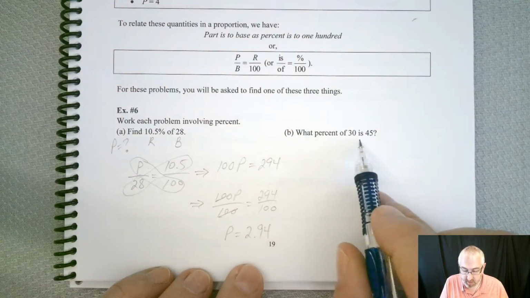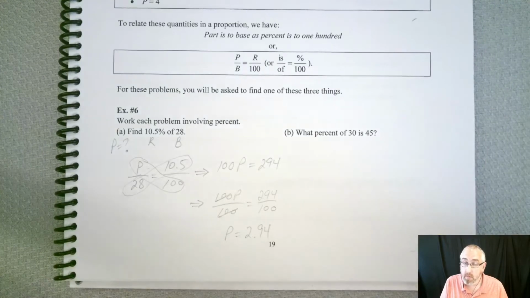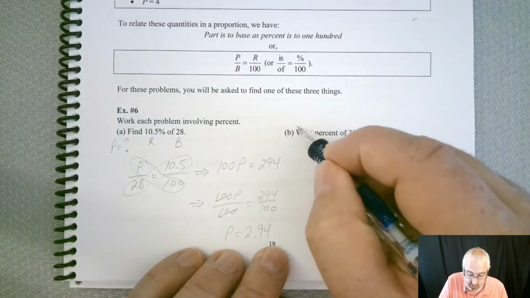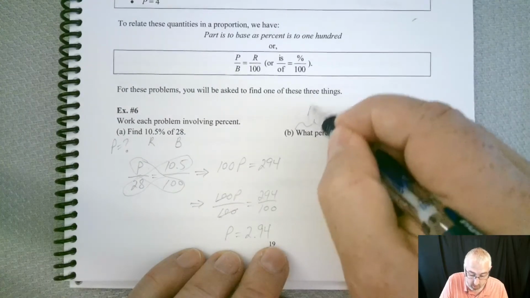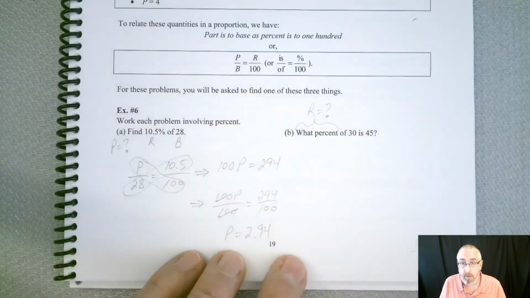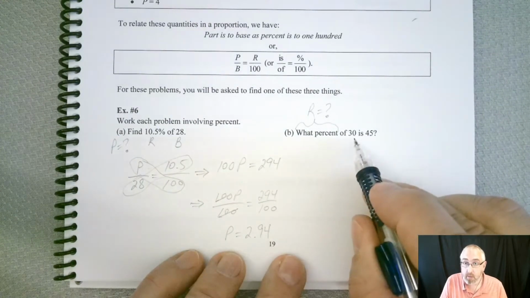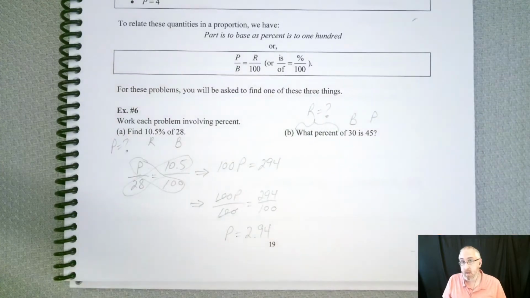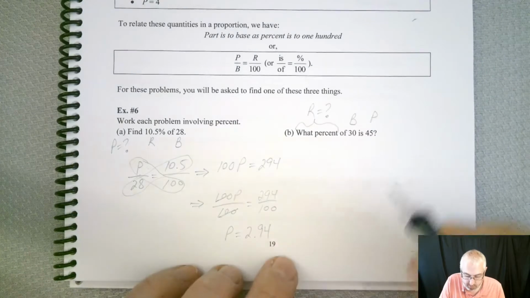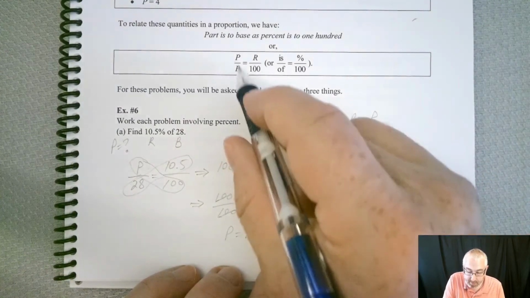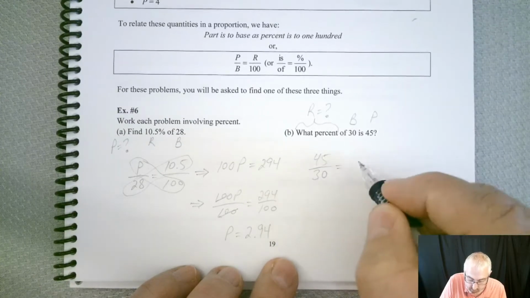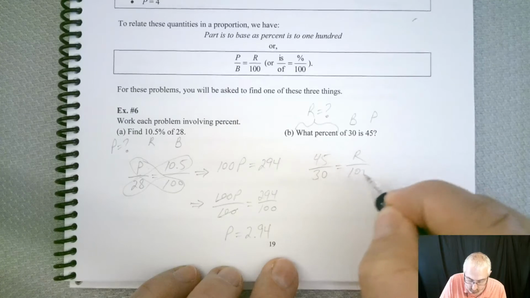What percent of 30 is 45? So what do we know and what do we need to find? Well, what percent? We don't know what it is, but we do know that that's our R. So R is unknown. Of 30, so whatever follows "of" is your base, so that's B, and so that means this is going to be P. All right, let's put it into our proportion. P on top, B on the bottom. So 45 over 30 equals R over 100.